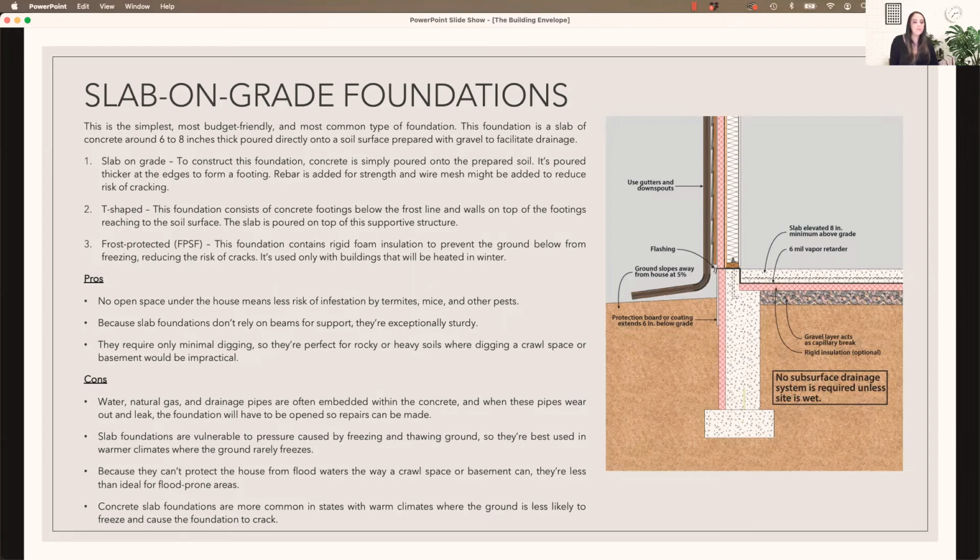The cons are obviously you can't get underneath them to run any of your utilities. You could have problems with freezing, just like I was just talking about with concrete. The bigger the piece of concrete and the fewer stress expansion joints are added, the more risk for cracking when soils do move. And they're also a little less ideal in flood prone areas because they're literally right there on the ground and can absorb all that water.